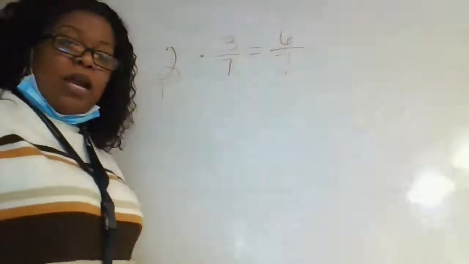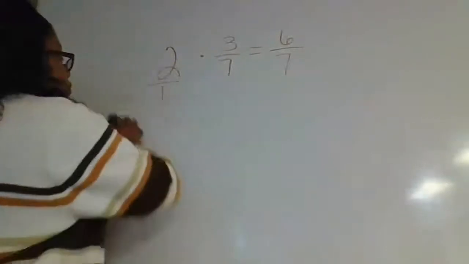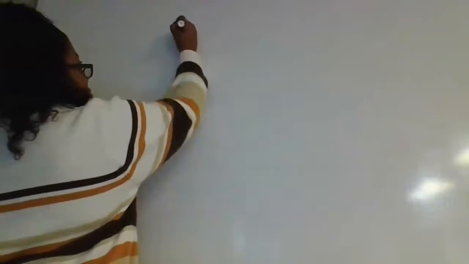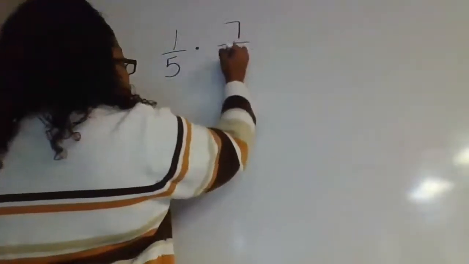All right. I am going to give you a couple of examples. And I will know if I've watched this video if you have the answers. All right. So here we go. Your first one is 1/5 times 7 over 4.